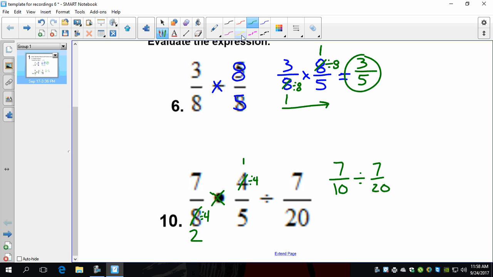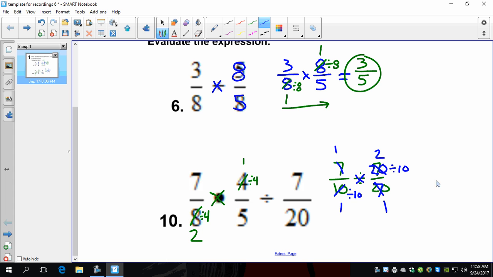Now again, back to that canceling. This is where canceling really makes your life a lot easier. We're going to change our sign from division to multiply. We're going to make the 20 on top, the 7 on the bottom, and then I'm just going to go for it and cancel right from here. The 7s, if it's the same number, the 7s become 1, and the 10 and the 20, 10 divided by 10 is 1, and 20 divided by 10 would be 2.